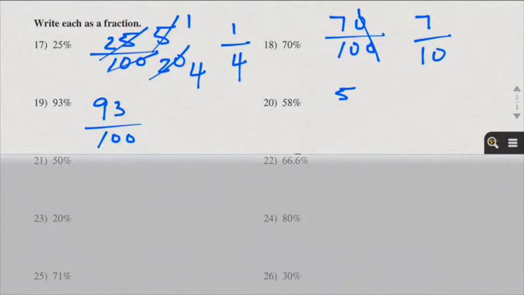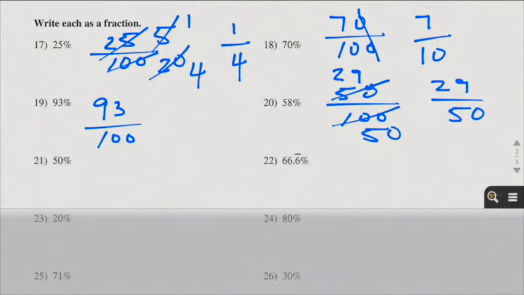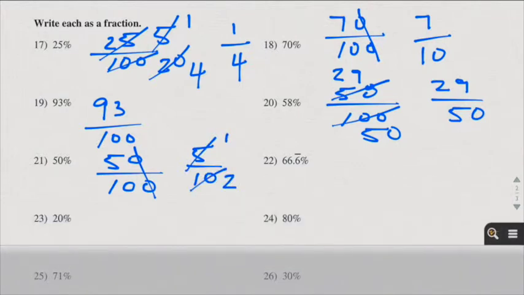Number 20, 58%, 58 over 100. We can reduce by 2. We end up getting 29 out of 50, and that won't reduce anymore, so number 20 is 29 over 50. Okay, number 21, 50 over 100. The zeros cancel. We end up getting 5 out of 10, and that can reduce again to 1 over 2. So number 21 is 1/2.